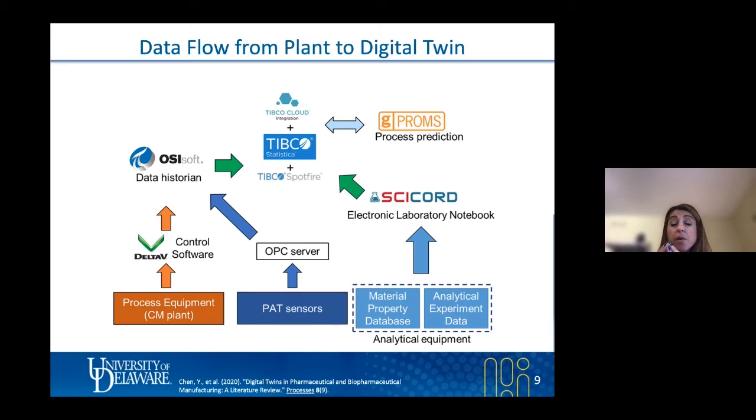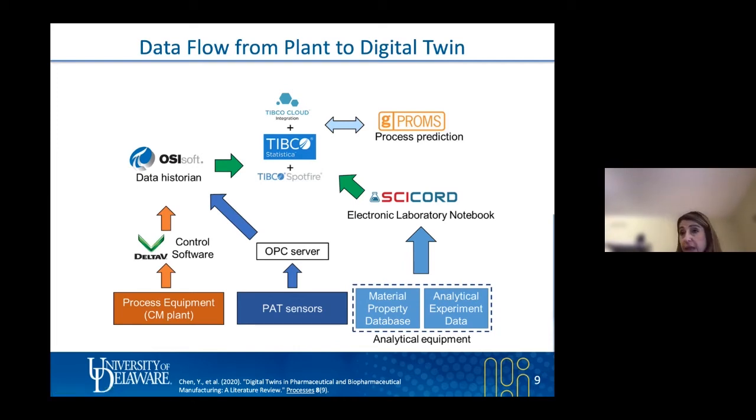So you need to be able to get the data, as I illustrated here, from a pilot plant that produces tablets from a granular material. You have the process equipment, and this is connected to control software. Here we have, for example, DeltaV, which can be other systems, and this communicates with the data historian.